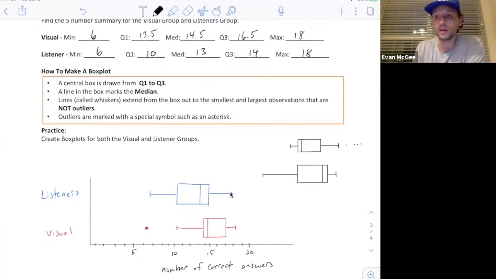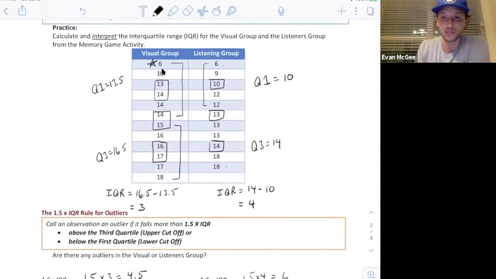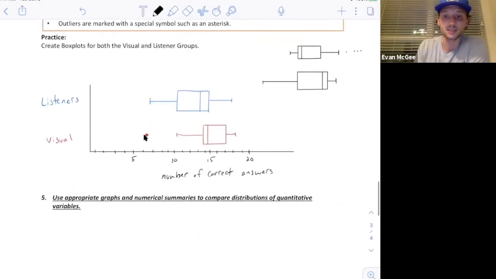And since we had one low outlier for the visual group, if you remember, 6 was an outlier after we used the 1.5 times IQR rule. This one is set apart. And you're going to draw the whisker to the smallest value that is not an outlier. So since 6 is an outlier, we're not drawing it to the outlier. We draw it to the smallest value that is not an outlier. So if we look back at the data set, you can see 10 is the smallest value that's not an outlier. So that's why we've drawn the whisker to 10 and not to 6.